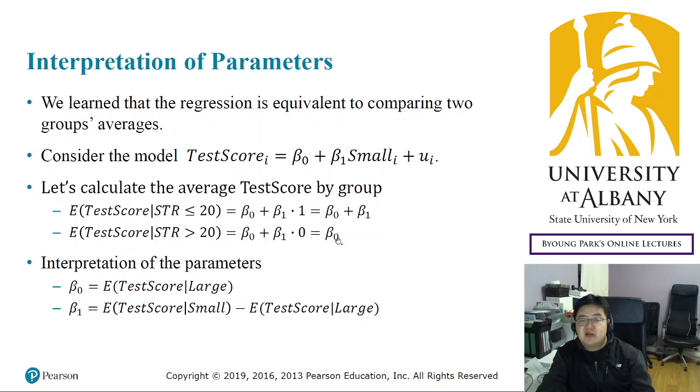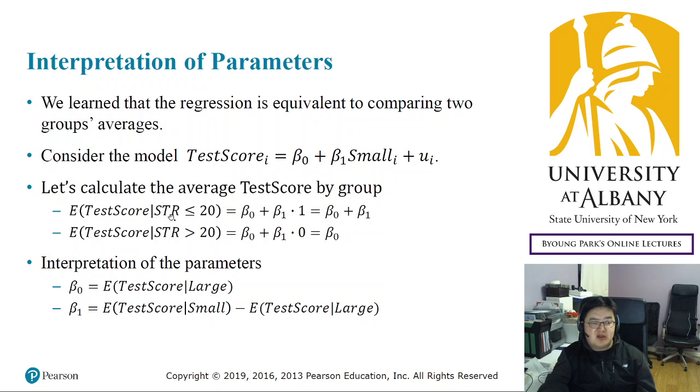This is exactly the definition and the interpretation of beta 0, the intercept. The intercept is the expected value of the outcome variable when the regressor takes 0. So that's beta 0, the intercept. That's the average test score for the large class size group.